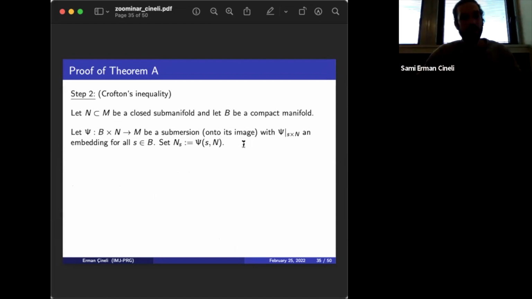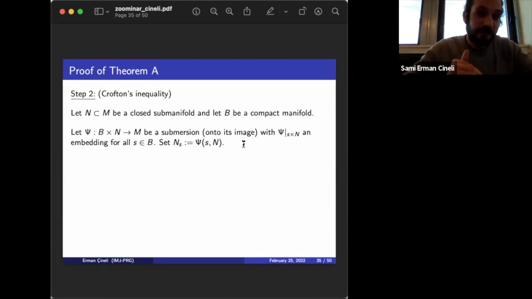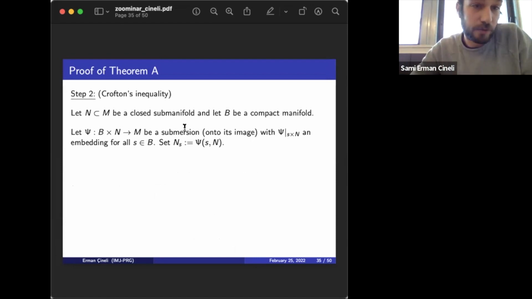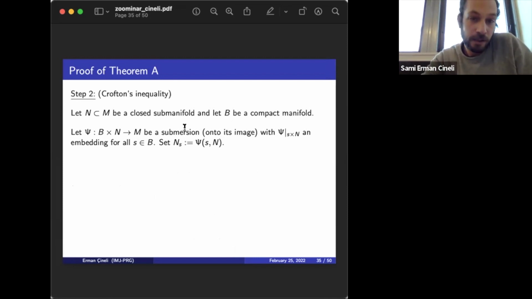So step 2, we call this step Crofton's inequality. It is similar to Crofton's equality. In this step, there are no Lagrangians or Hamiltonian diffeomorphisms. This is a general setup. So let's take a closed submanifold N of M and a compact manifold B. And let's say psi is a submersion onto its image. So it goes from B cross N to M.